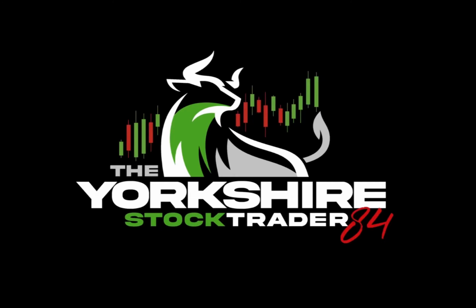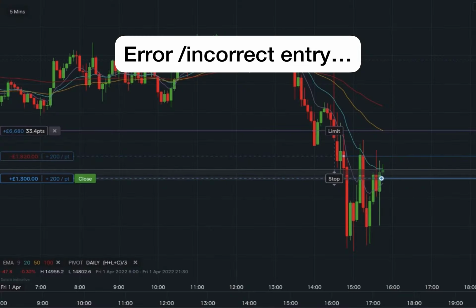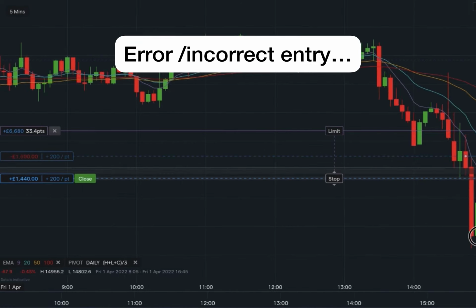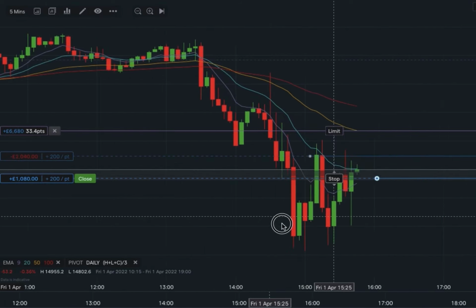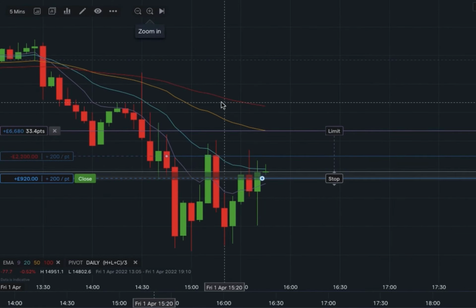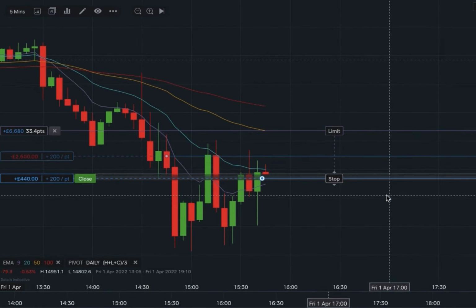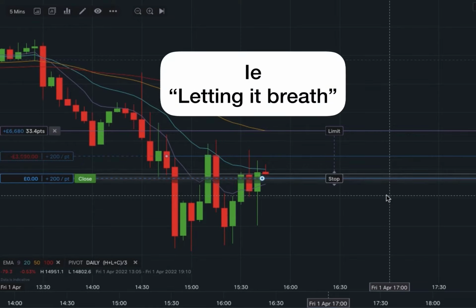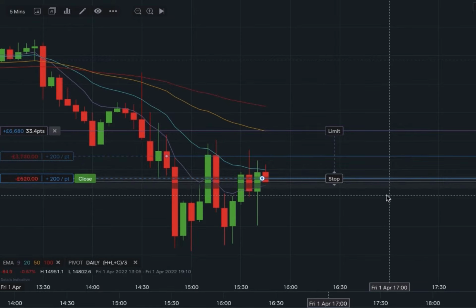What I'm going to do is show you a, I mean, it was an error, effectively. I'm not going to candy coat it, but I'm going to show you a typical sort of recovery and how I expect a wrong entry to potentially go my favour. Okay, so there's a number of things here I want to touch base on.